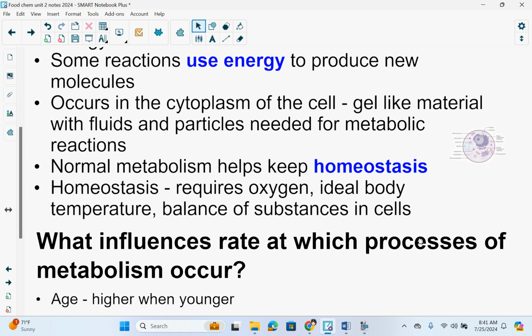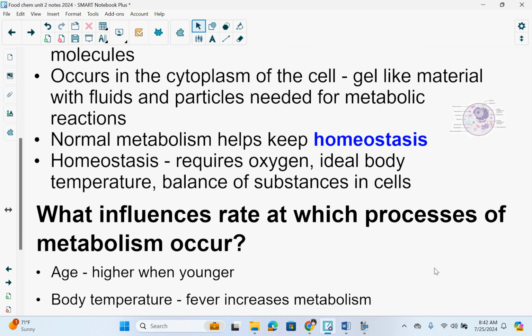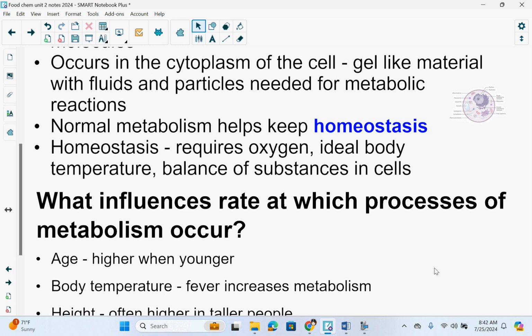I believe it depends on each individual. But here are just some general influences on metabolism. Age. Metabolism is usually higher when you're younger. Your body temperature, if you have a fever, that tends to increase the metabolism, right? You have a foreign entity that's causing that body temperature to go up. So your body's going to respond with a faster metabolism.